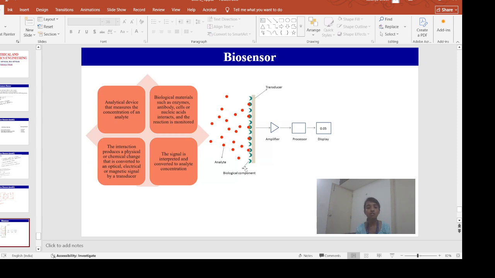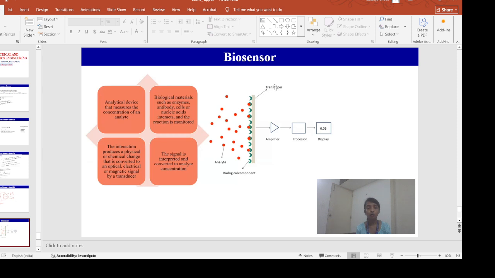And what is the biological component? The biological component is a biomolecule to which this analyte will bind. The biological components or biomolecules can be enzyme, protein, DNA, like that. When the analyte binds with these biomolecules on the sensing surface, it will convert the chemical properties into some electrical signal. That happens on the sensing surface.